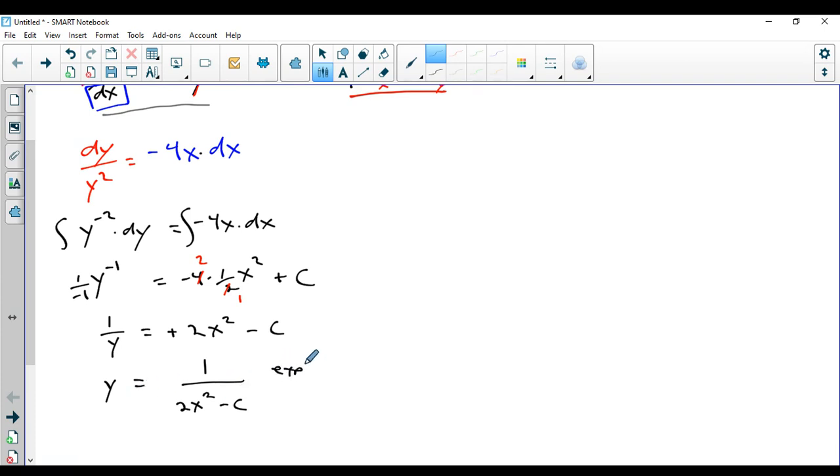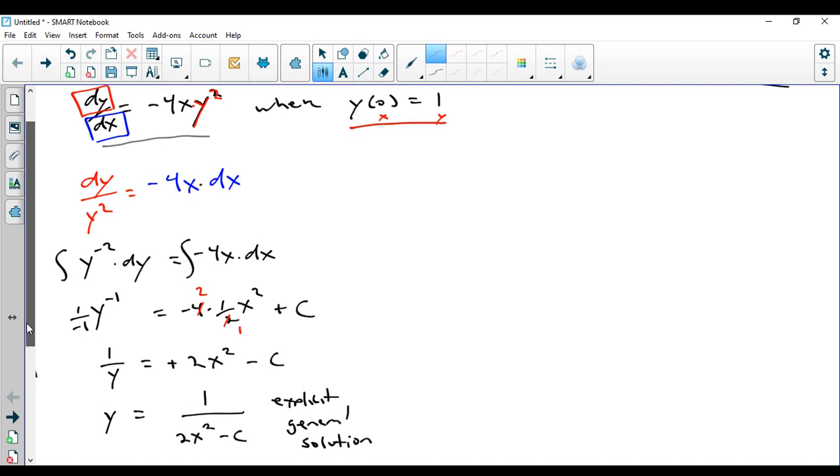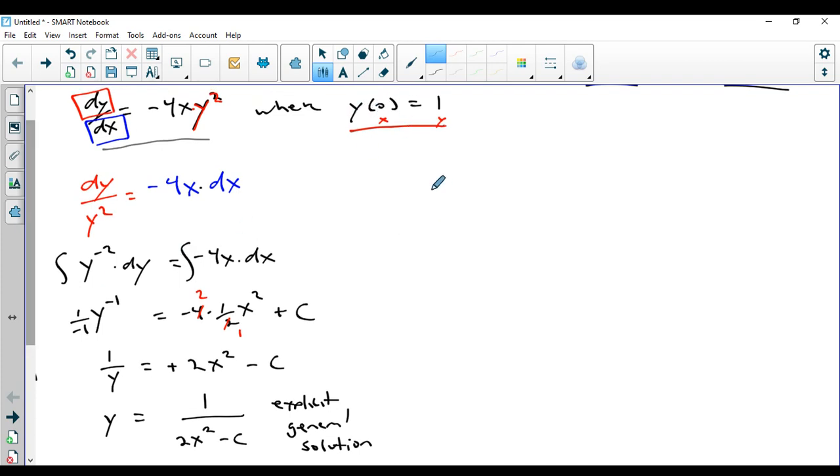So this is your explicit general solution. Okay, and if that's all they wanted you to be done, but they actually want you to get the particular solution. So to do that, I have to use this point. So we're going to use now y of 0 equals 1, which remember, that's just a point, (0, 1).